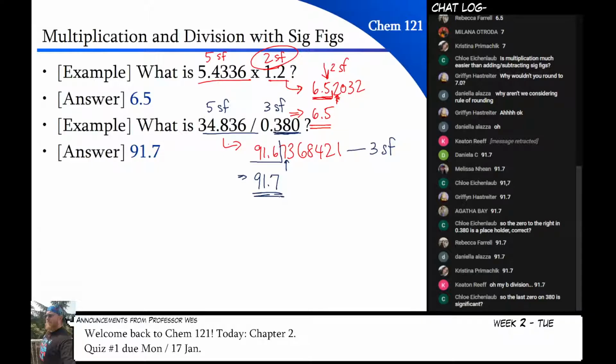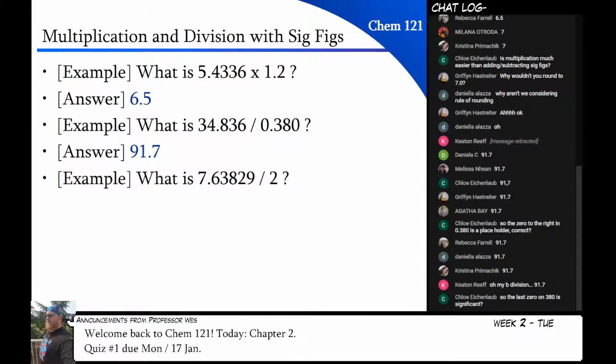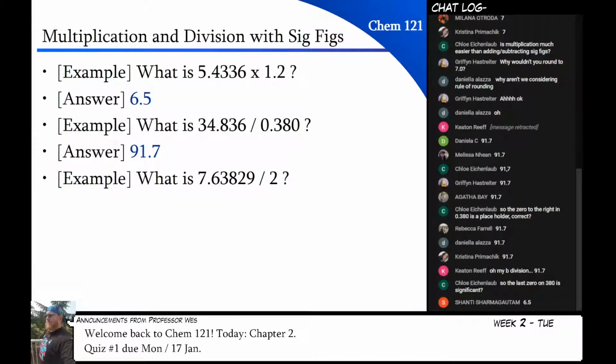All right, last problem that we're going to do. I'm going to have to clear the text for this real quick. Do this operation, and yes, you're going to get a weird answer because of sig figs. So what is 7.63829 divided by 2? Punch your answer in the chat. I'll give you a minute and a half to do it.